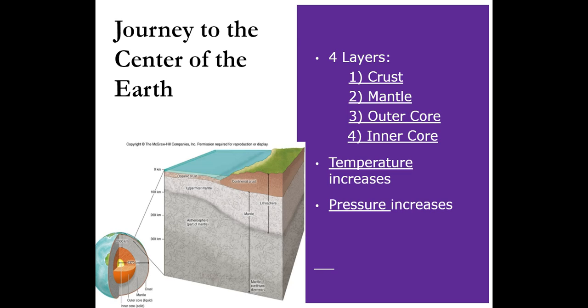So as the pressure increases, the temperature also increases. The deeper the layer, the hotter the layer. The deeper the layer, the more pressure. So the layer with the most density and the highest temperature is the inner core. The layer with the lowest density and the lowest temperature is the crust.